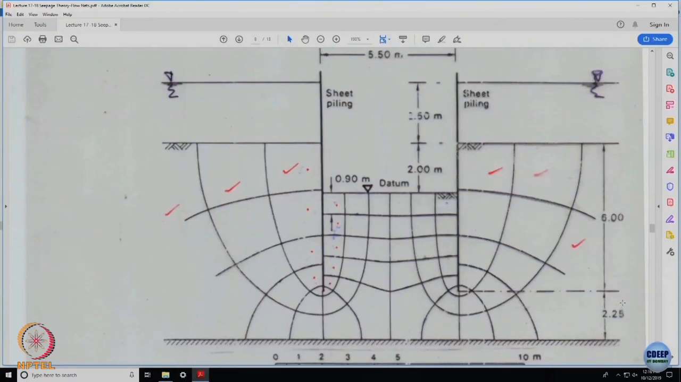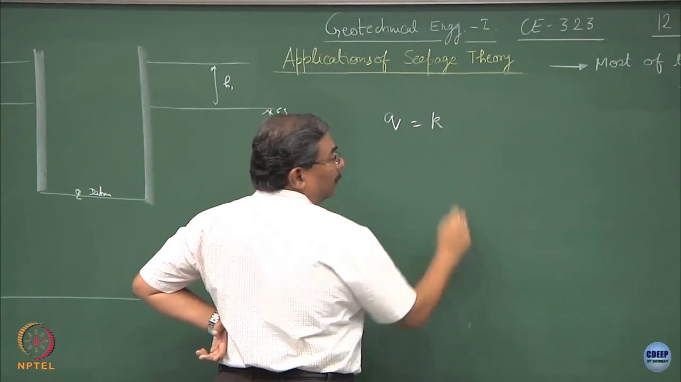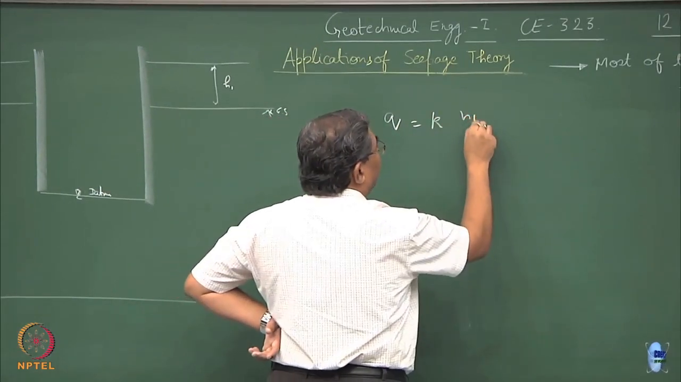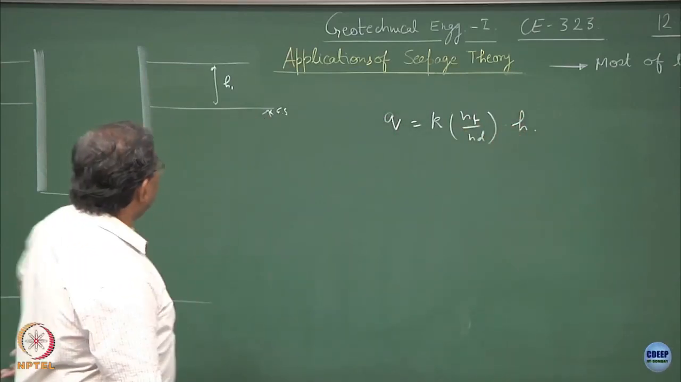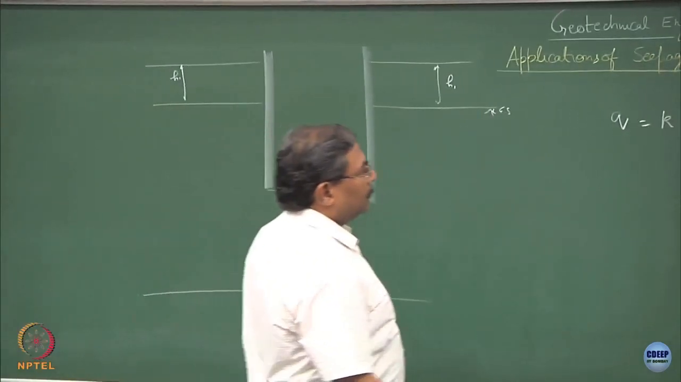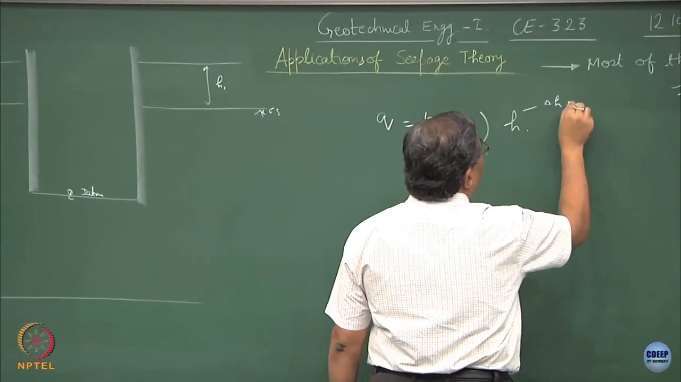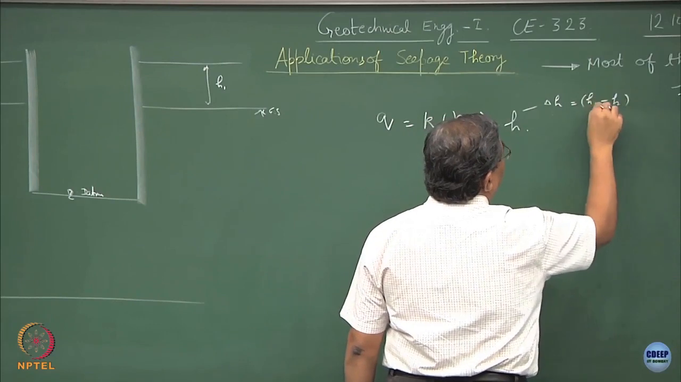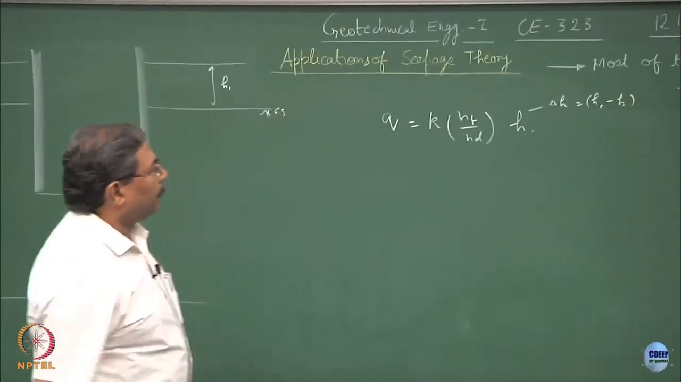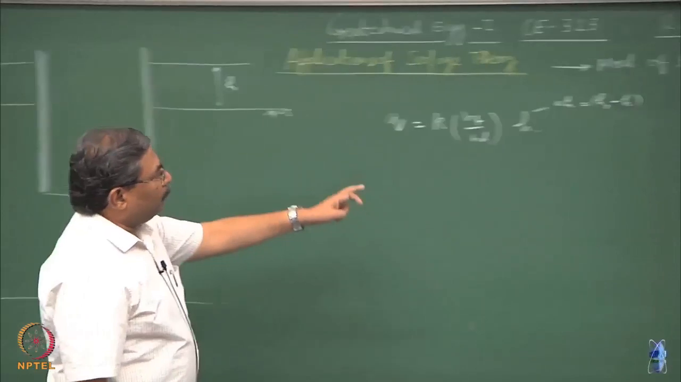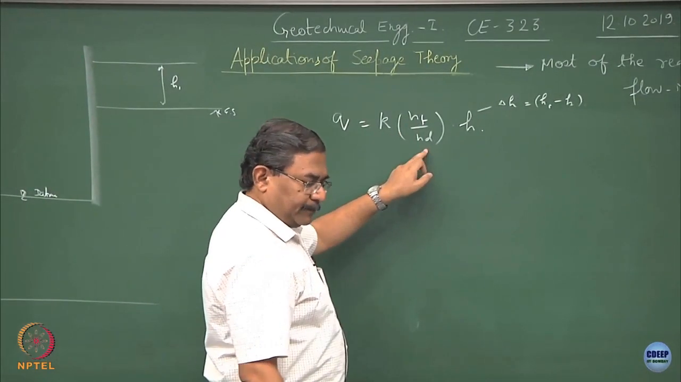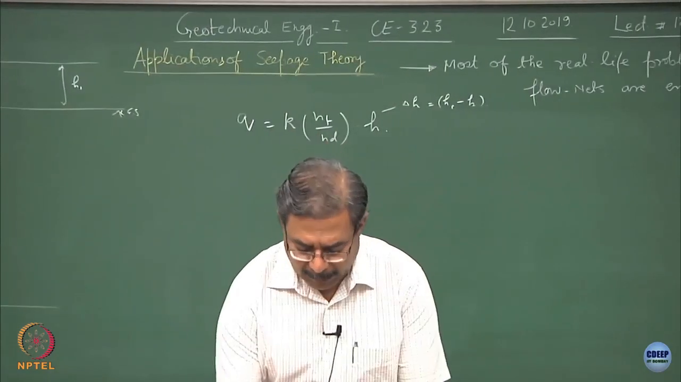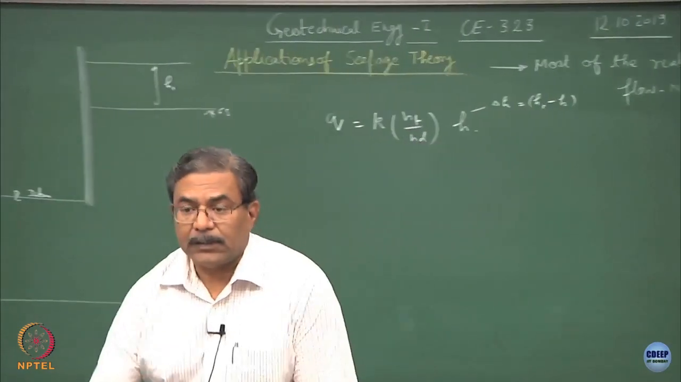I think I have introduced this concept that Q is equal to K into NF upon ND multiplied by H, where H is nothing but delta H. So, H could be delta H, H1 minus H2. NF is the number of flow channels, ND is the number of drops of the equipotential line. Having done the flow net, start counting.